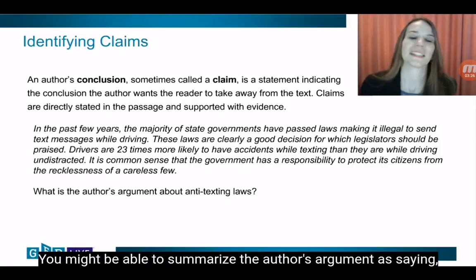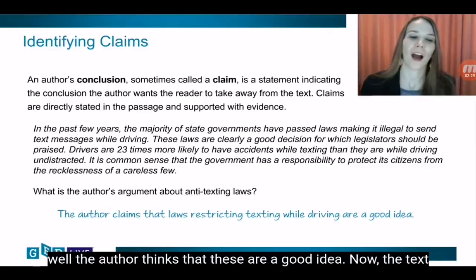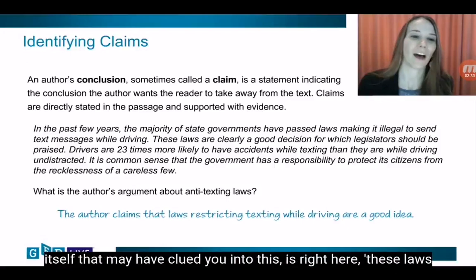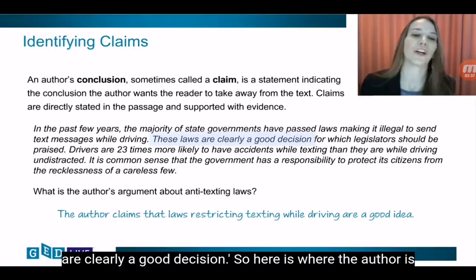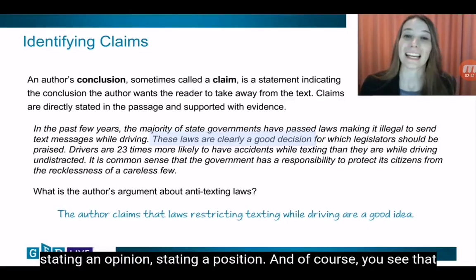You might be able to summarize the author's argument as saying, well, the author thinks that these are a good idea. Now, the text itself that may have clued you into this is right here. These laws are clearly a good decision. So here's where the author is stating an opinion, stating a position.